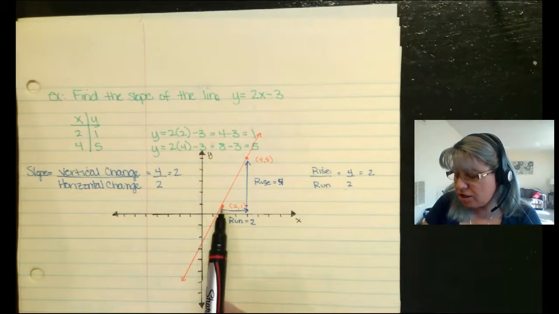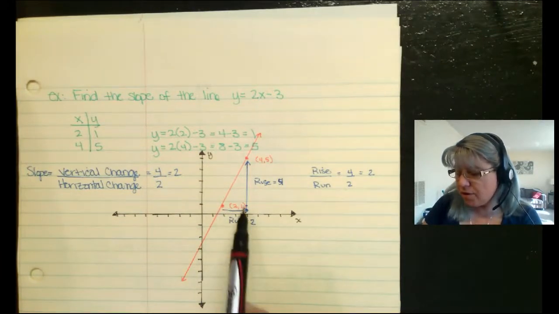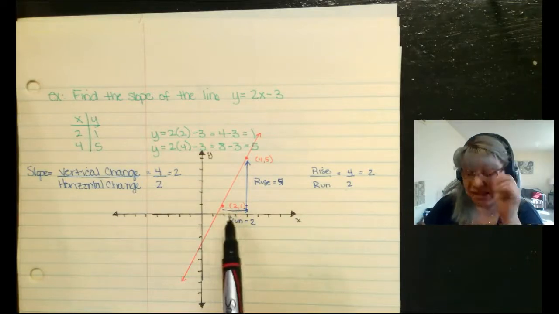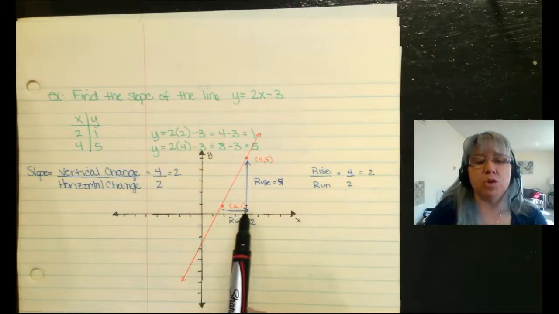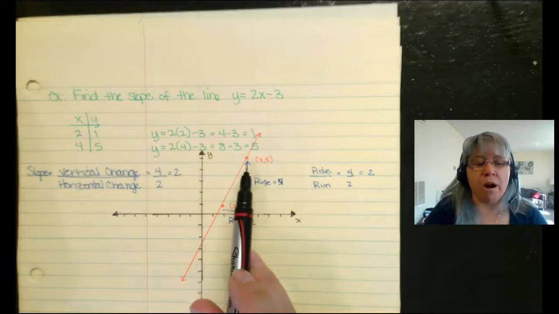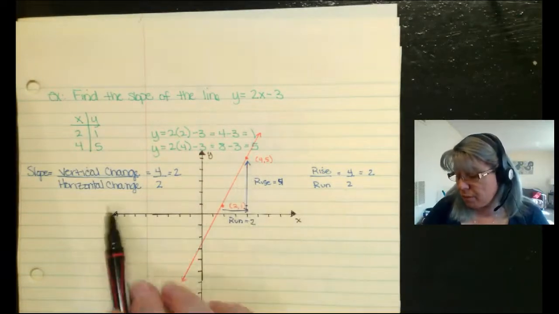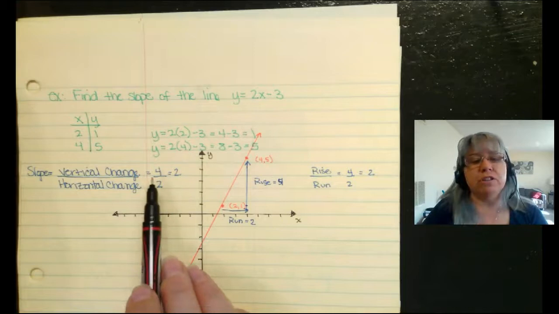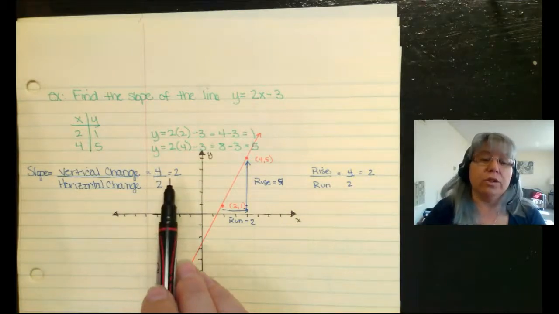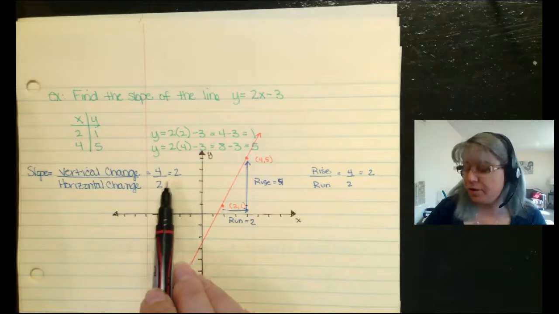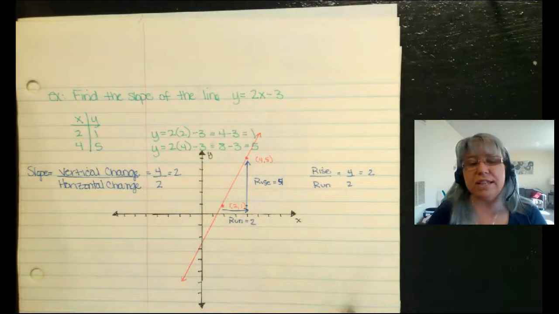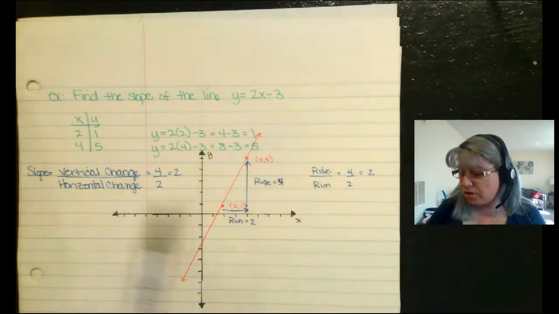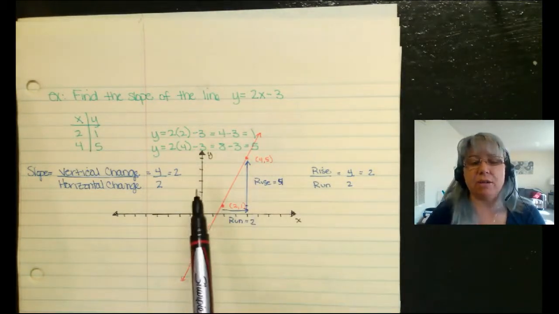What I can think about is the vertical change over the horizontal change. My first point was 2, 1. I went over to the right 2, and then I went up 4. Therefore, my horizontal change was 2 and my vertical change is 4. 4 over 2 reduces to 2. Mathematically, we can figure this out as well, but this was just using geometry.